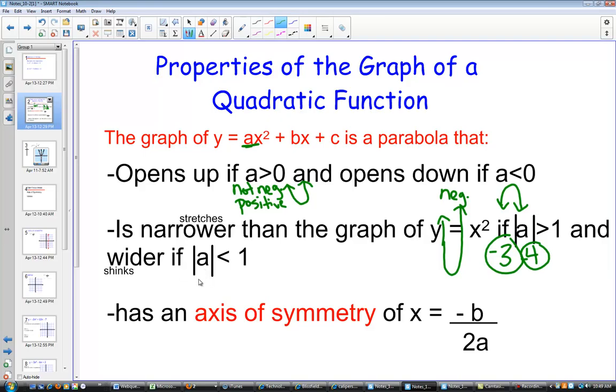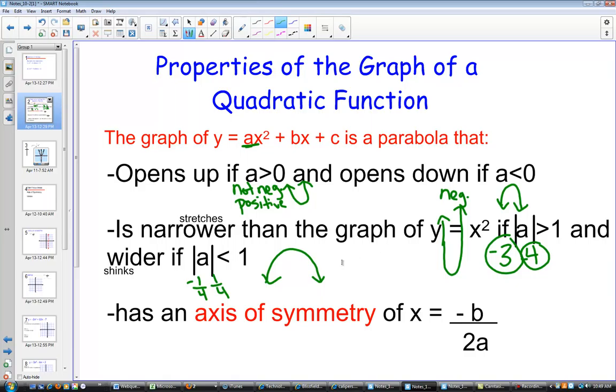If it's a fraction less than 1, the absolute value, so it could be negative or positive, doesn't matter, then it's going to make your parabola wider, fatter. It shrinks it, making it wider. So it's kind of pushing it, shrinking it. Okay, so those are two things to look at.